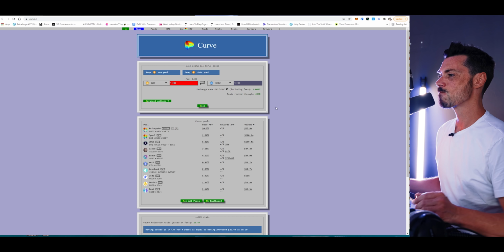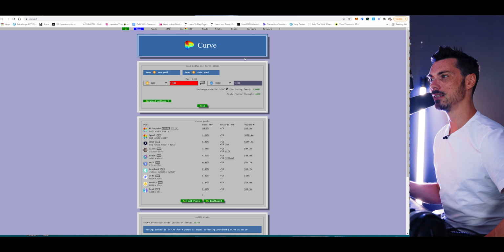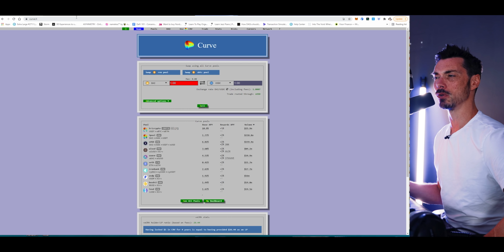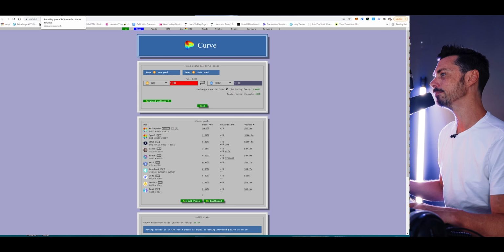Curve in particular eludes analysis. It makes life difficult. I don't know what I'm talking about, but basically I find Curve quite difficult.